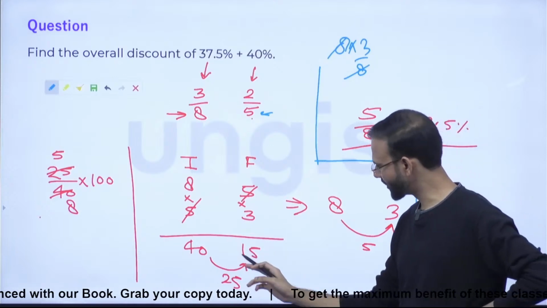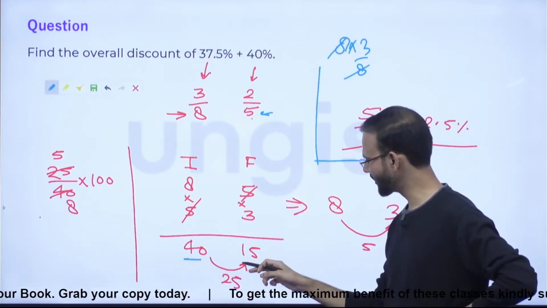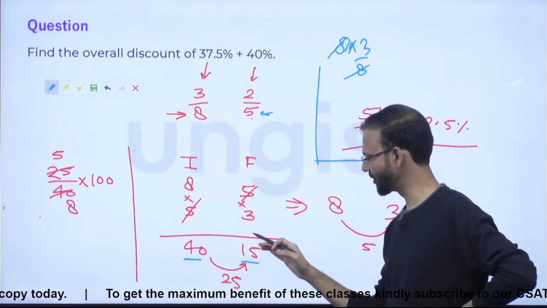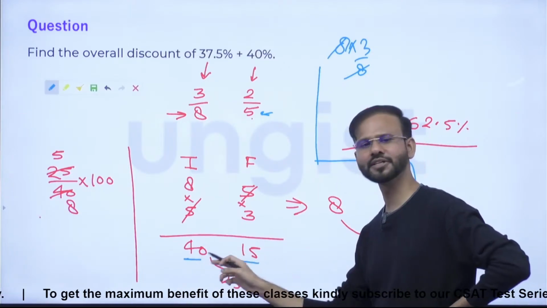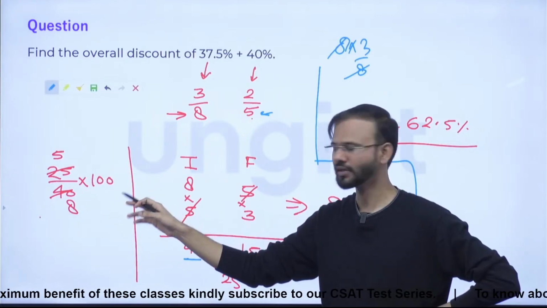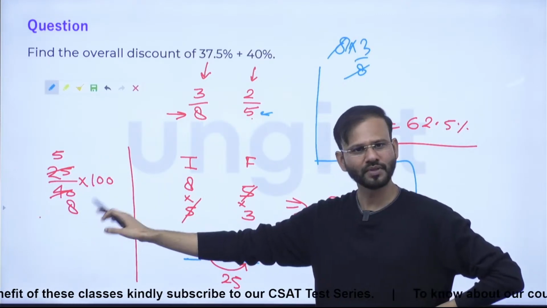Now you have to calculate here, initially it was 40 and finally it became 15. So 40 is decreased by 25. So we need to calculate 25 is what percentage of 40. So this is 25 divided by 40 into 100. So 5 gets cancelled, right?